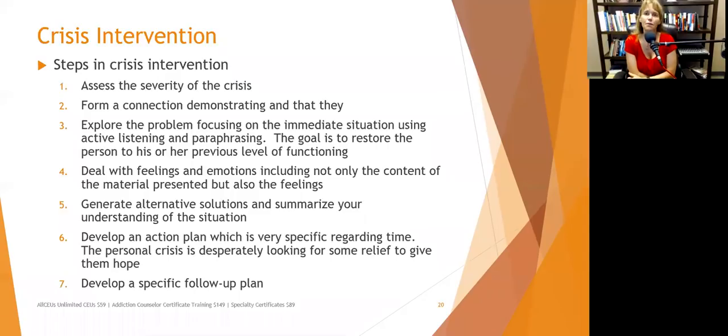And then develop a specific follow-up plan. With a lot of clients who are in crisis, they may start to feel better and then they get upset again. So generally when I've worked in a residential situation or even outpatient, we have clients check in periodically, and it could be every hour, it could be every 4 hours. That way we know they're still doing okay.